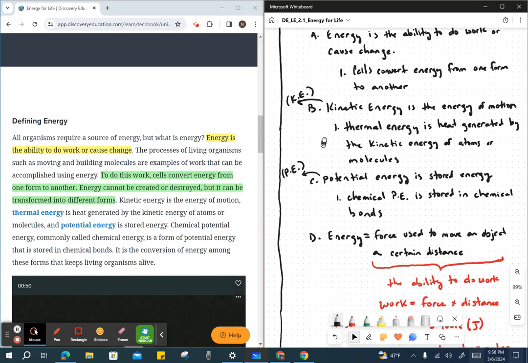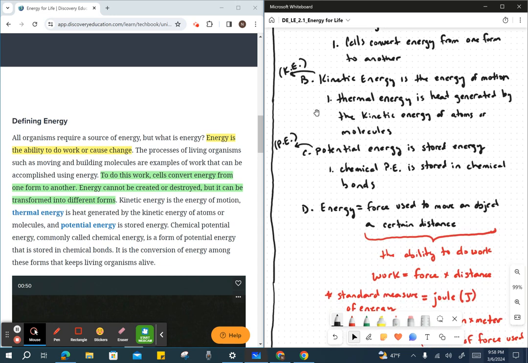A little bit of review here. You recall that there is kinetic energy. There's various forms of kinetic energy, abbreviated with the letters KE. It is the energy of movement. Thermal energy is the heat generated by the kinetic energy of atoms or molecules. Your body generates this heat, right? You can feel the heat coming off of your body. That is the thermal energy of atoms and molecules.